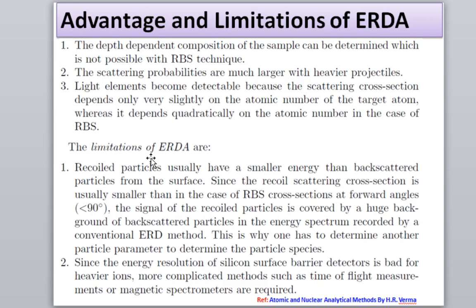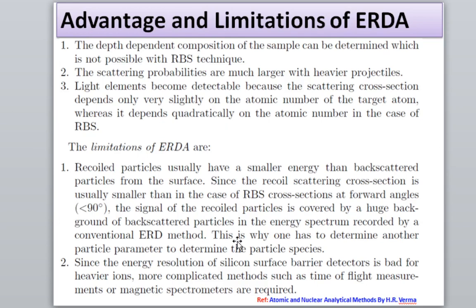Some limitations of ERDA: the recoil particle usually has a smaller energy than the backscattered particle from the surface, since the recoil scattering cross section is usually smaller than the RBS cross section at forward angle. So the signal of the recoil particle is covered by a huge background of backscattered particles in the energy spectrum recorded by the conventional ERD method. This is why one has to determine another parameter to determine the particle species. It means the background radiation will be very high. That is one drawback, because recoils have very little energy.